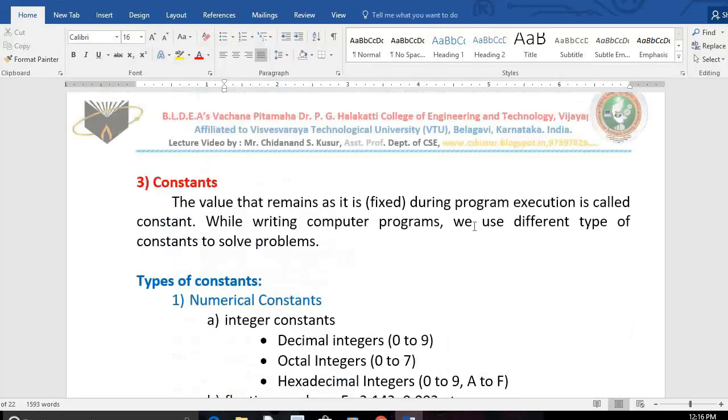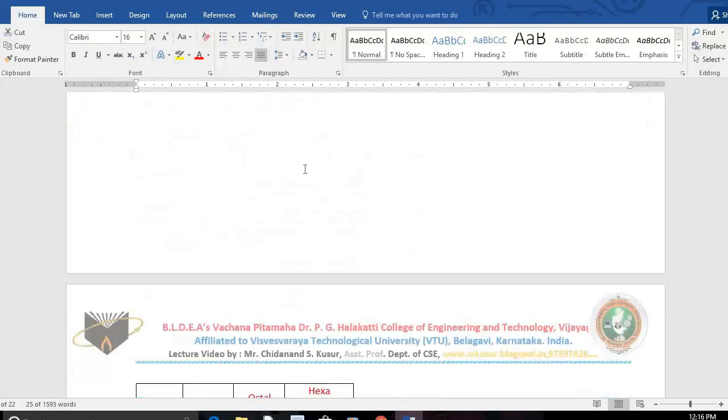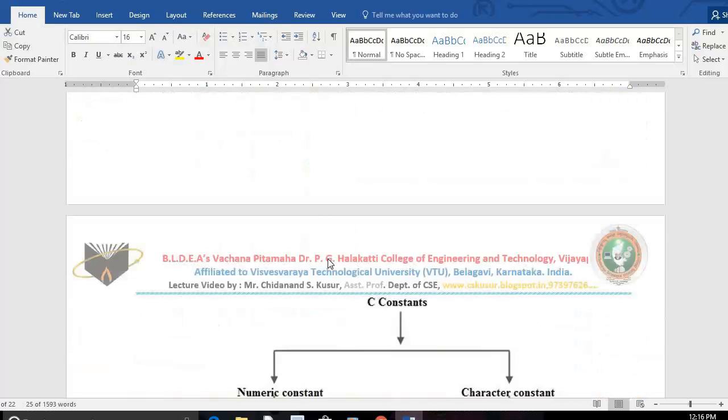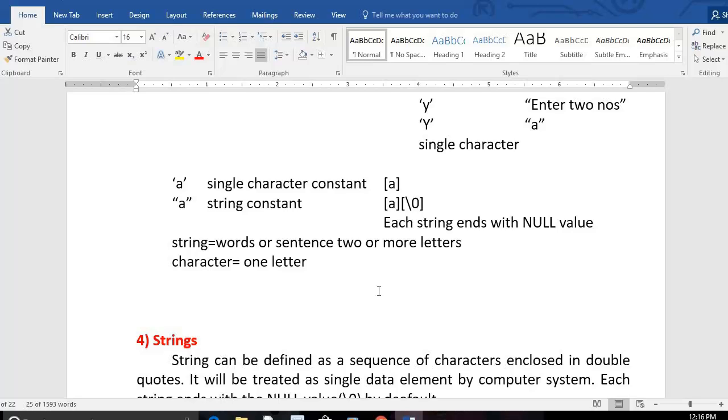In the exam, while explaining constants, the student who explains what constants are and lists out the types of constants with examples, and writes these things, the evaluator will be happier. You get full marks in the exam. Thank you. This is all about constants, C tokens.